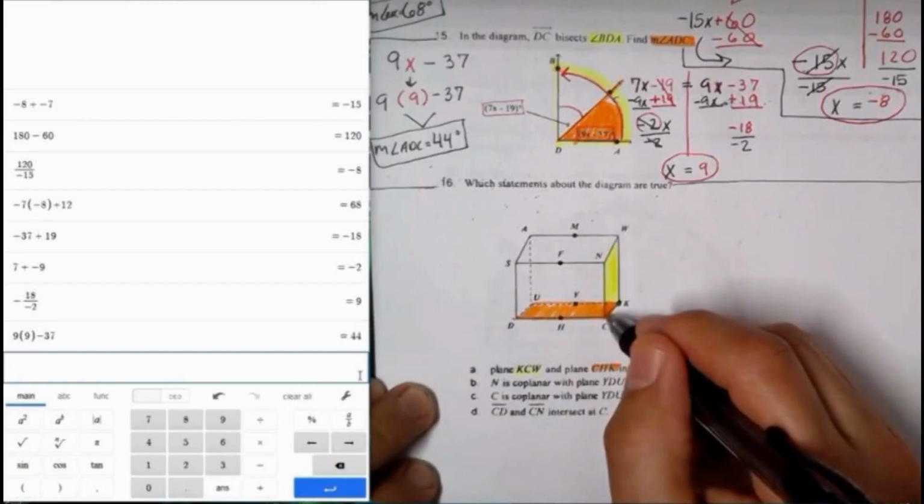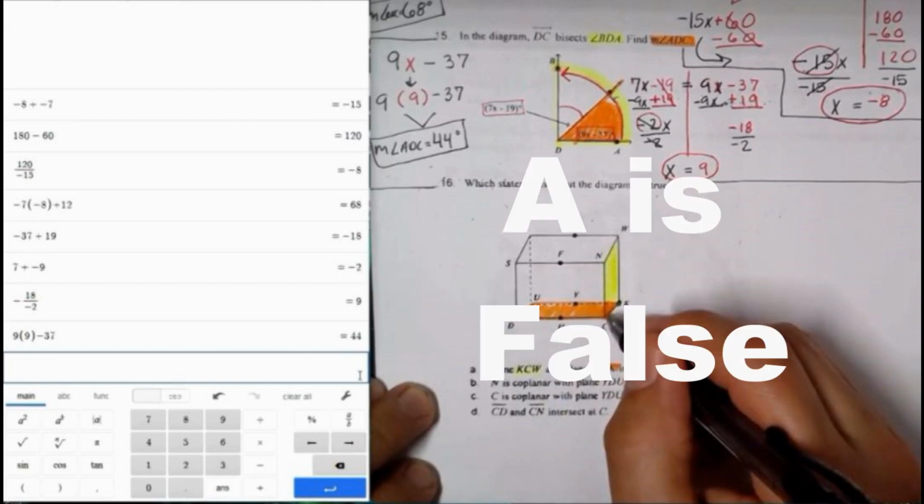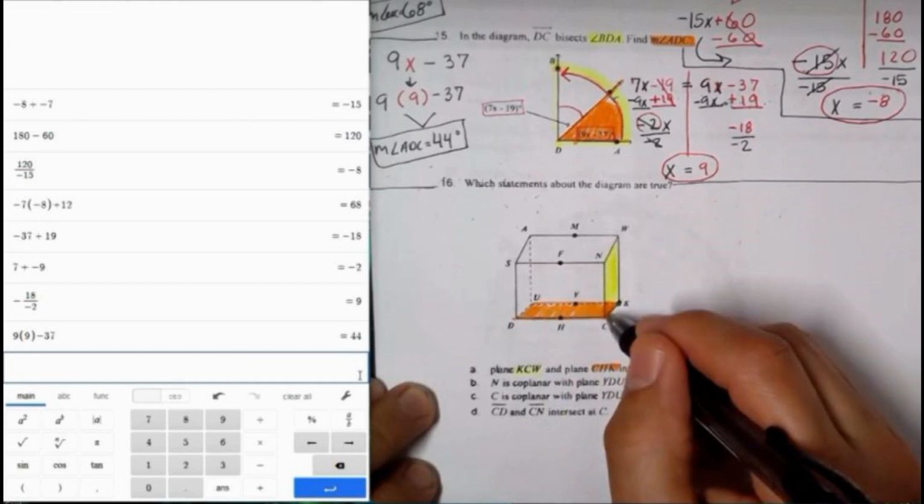It would be true that the lines intersect. In other words, if they said WK and UK intersect at K, that would be true. But because we're talking about those 2 different planes, planes can only intersect at a line. So that's why this one is false. So while it does contact K, it is a false answer. So make sure that you note that as false.